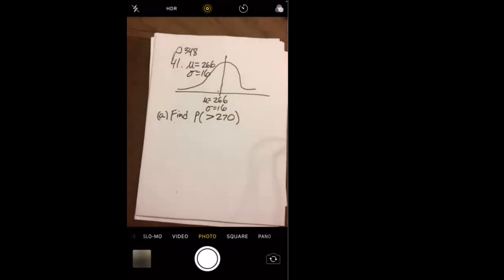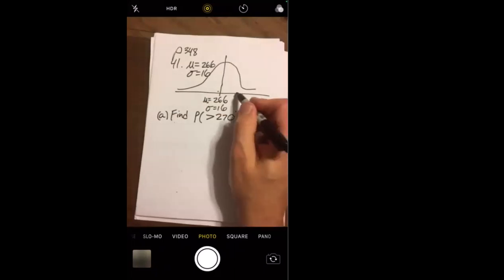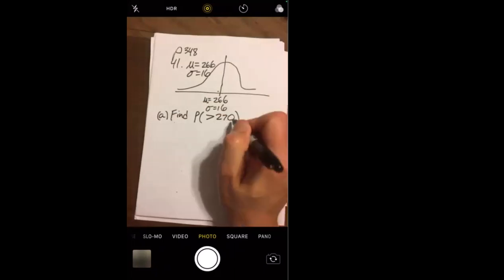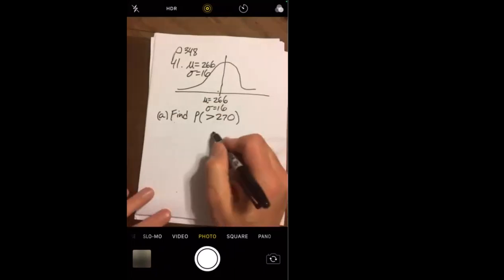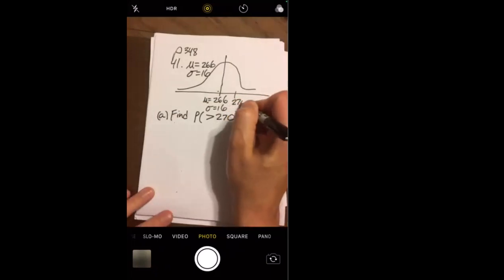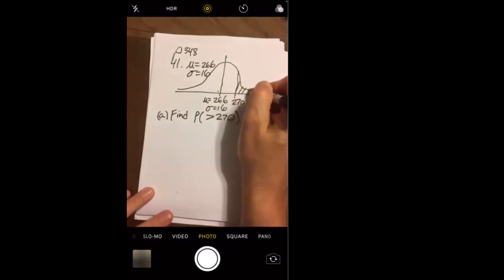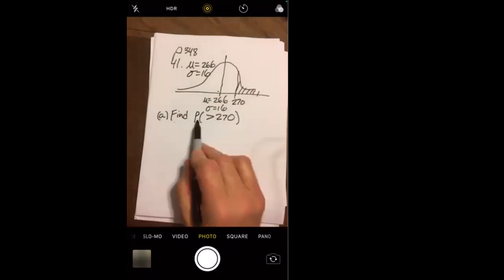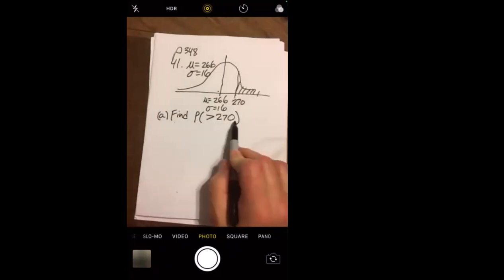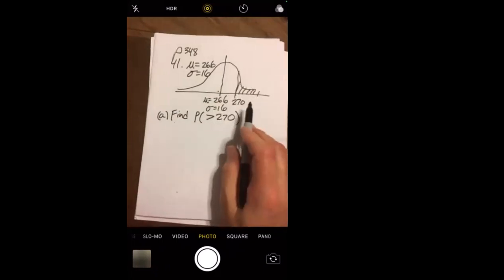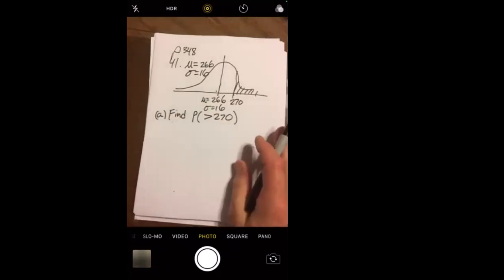You get the setup, see how to set it up? Yes, Professor. So it will be to the right of 266. Well, yeah, 270 will be on the right of 266 and you're going to shade the right of 270. They want to know more than or greater than 270. Now, it's a really long pregnancy. Baby just doesn't want to come.